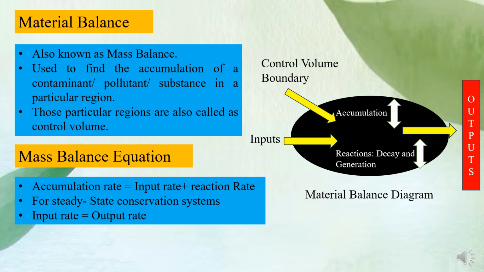Then the matter balance, also known as mass balance, is used to find the accumulation of a contaminant, pollutant, or substance in a particular region, and those regions are also called control volumes. In the mass balance equation, the accumulation rate is equal to the input rate minus the output rate plus the reaction rate. For steady state conservative systems, the input rate is equal to the output rate.